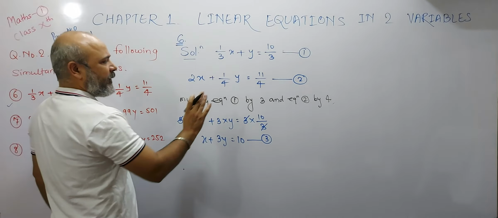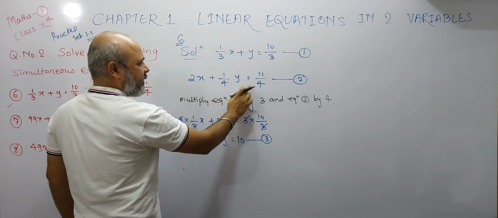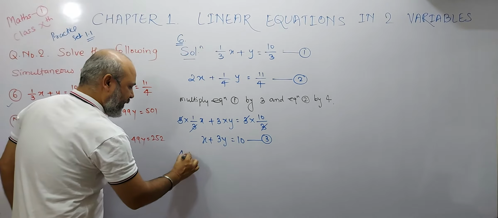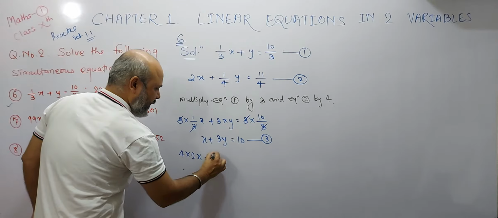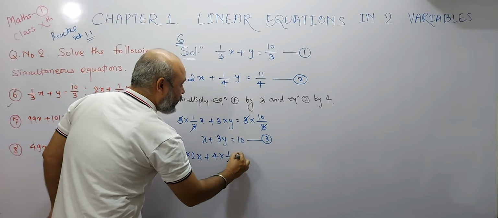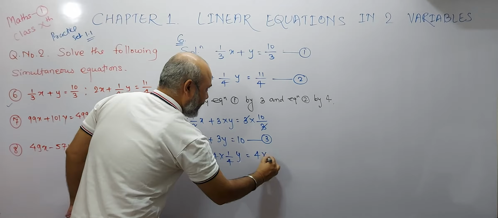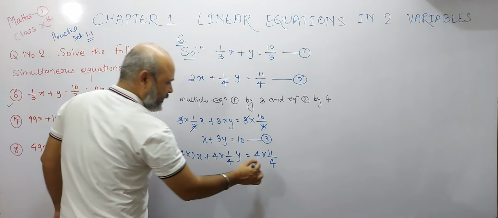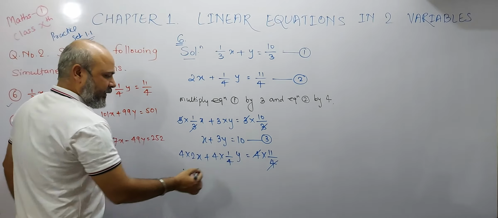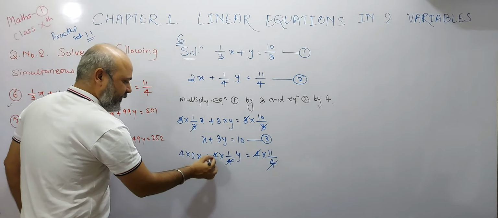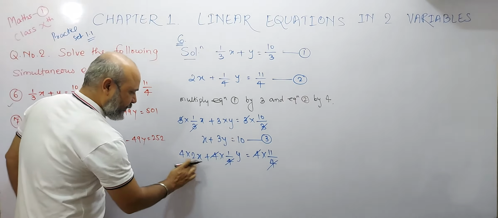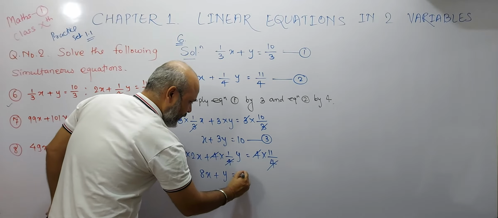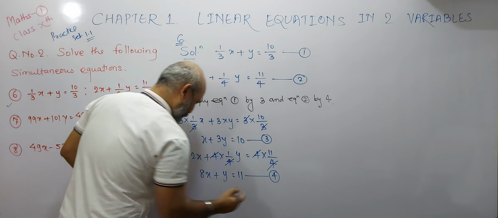Similarly, when you multiply equation 2 by 4, this 4 and this 4 will cancel out. So 4 multiplied by 2x plus 4 multiplied by 1 by 4 y is equal to 4 multiplied by 11 by 4. Again here this 4 and this 4 will cancel out, and here this 4 and this 4 will cancel out. So what you will get? 4 2s are 8x plus 1y is equal to 11. This will be equation number 4.